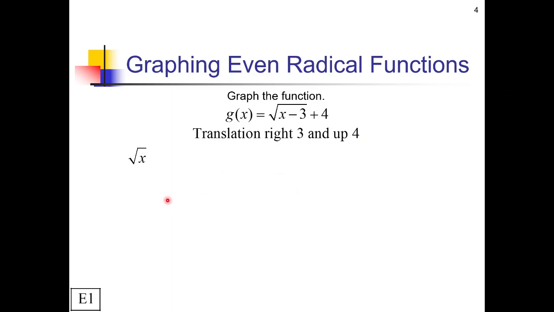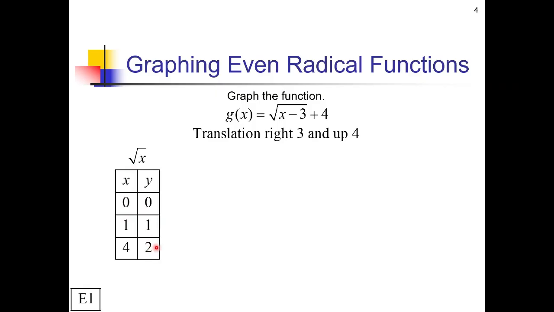Okay, so our next step, we're going to write out our square root of x parent table. That was again 0, 0, 1, 1, and 4, 2. Those were the most helpful points. And it turns out all the different roots actually have 0, 0, and 1, 1 in them. So it's really just this third one you have to remember or plug in.